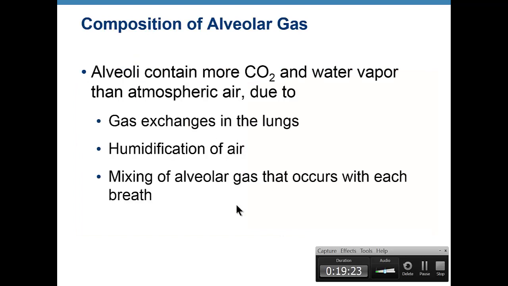So if we look at the gas inside the alveoli, it's slightly different from the gas outside in the air. Even though we're breathing it in from the outside air, there are some changes that occur as we bring it in. And one is that air is humidified. Bullet number 2, humidification of air.